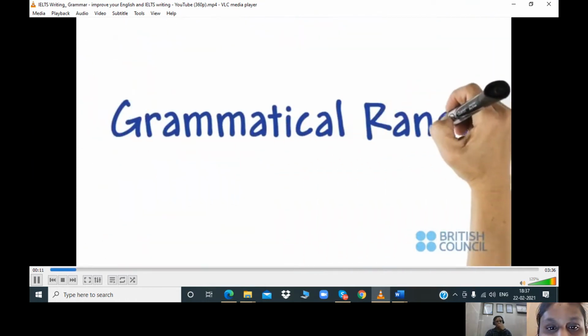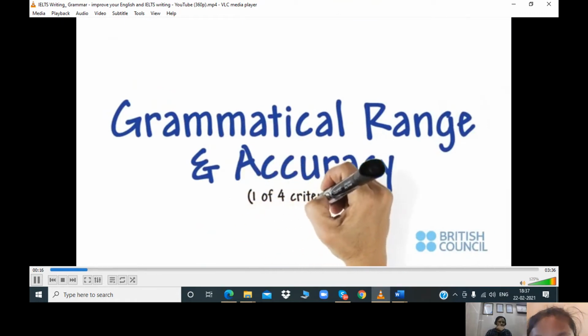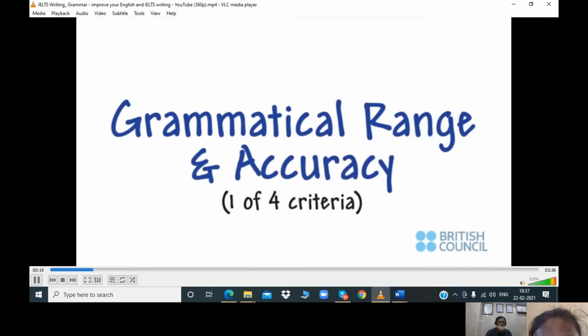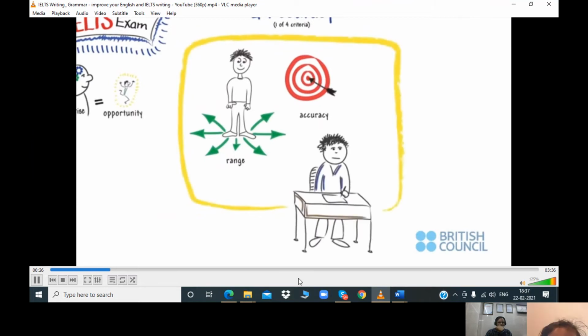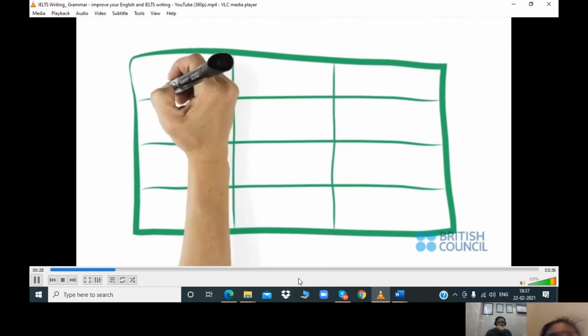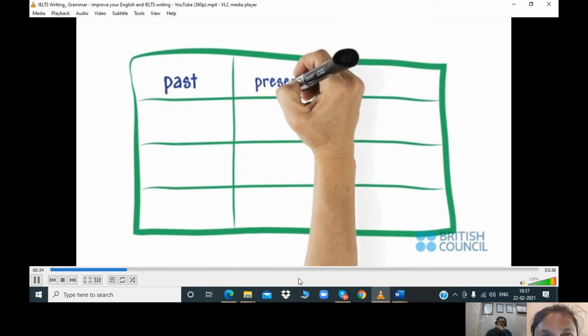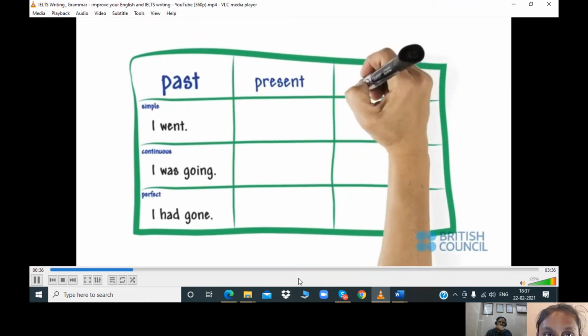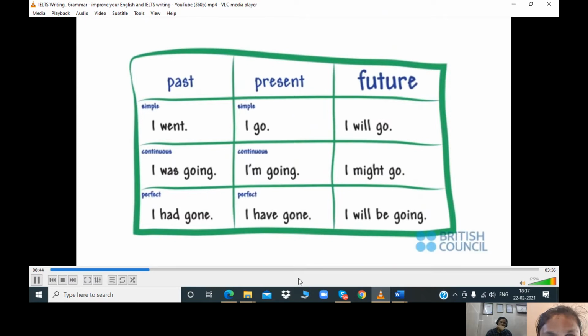Here we look at the criteria of grammatical range and accuracy. This is one of 4 criteria on which you will be tested. Look for the other 3 criteria in other videos. This criteria focuses on the range and accuracy of the grammar demonstrated by the test taker. For grammatical range, consider whether what you are describing is something that happened in the past, use past tenses, is happening in the present, use similar present tenses, or is predicting the future, use a variety of future tenses.